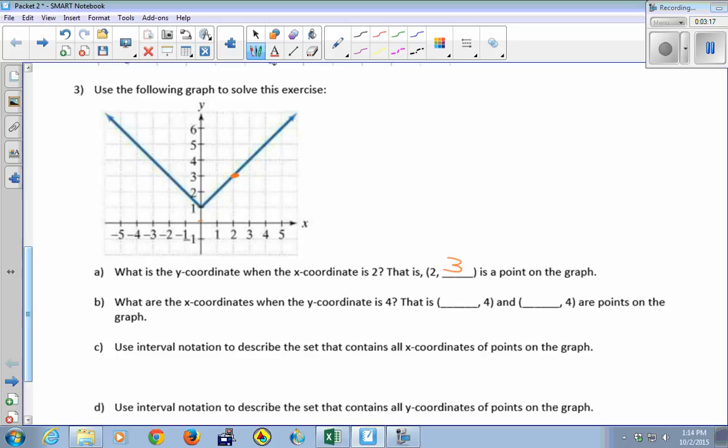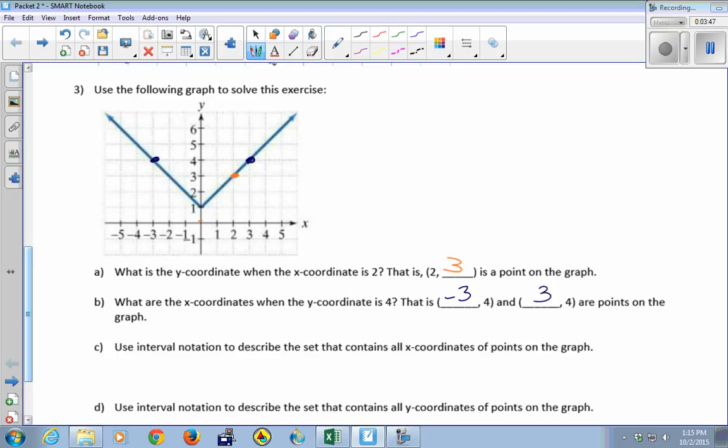What are the x coordinates when the y coordinate is 4? There are actually 2 points on this graph that have a y coordinate of 4. What are they? They've got to have a y coordinate of 4. Oh, 3 and -3, yes. So -3, 4, and 3, 4. 2 points. So -3 and 3.